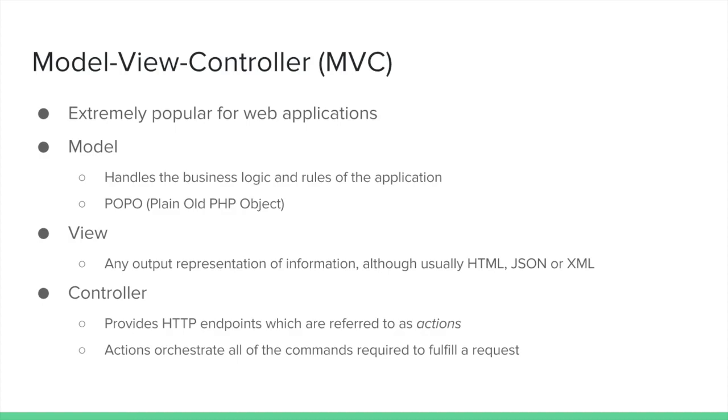And then we have the view layer, which represents output. This will usually be HTML, or for an API it could be JSON or XML or basically anything.